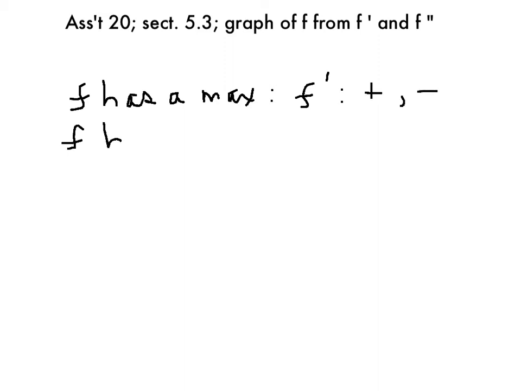Some of the things we have noted is that f has a max when f prime goes from positive to negative, and f has a min when f prime changes from negative to positive. Now, what happens in here? Remember, that's where we would have a critical point, and that's where the derivative would either be 0 or undefined.